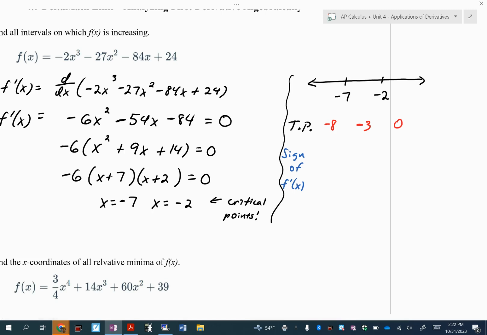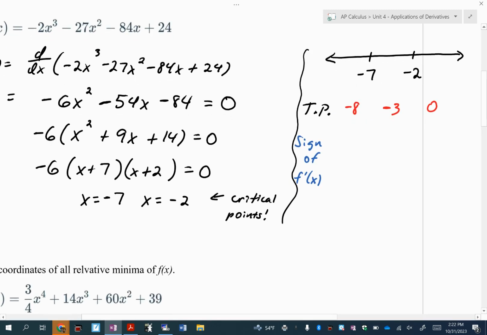Okay, let's see if I can zoom in for you. Do you see this right here? Fully factored before we solved. Do you see my test points, my TPs? Separately, I'm going to plug those test points into my x's, and I'm going to write down what the sign of my derivative would be.